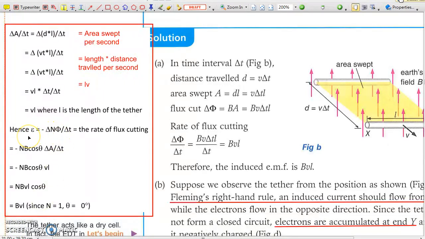Hence, the induced EMF epsilon now equals negative delta N phi over delta T, in which delta A over delta T is given by VL, and so we may write it as negative NB cosine theta VL. And since there is a single tether, N equals 1, and it is traveling in a direction perpendicular to the magnetic field, and so theta equals 0 degrees, and thus we may have BVL to be the answer.